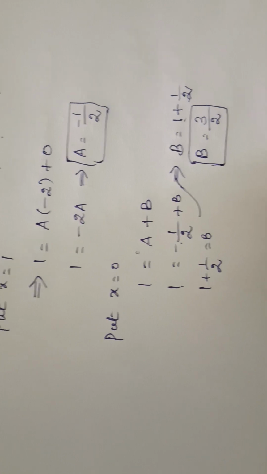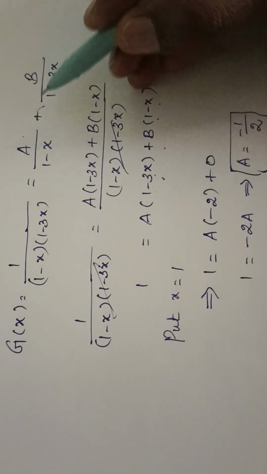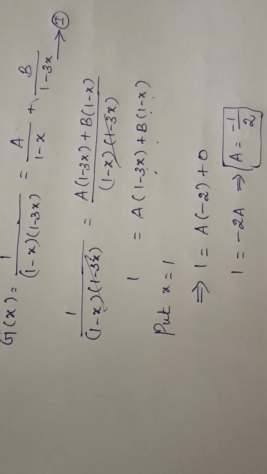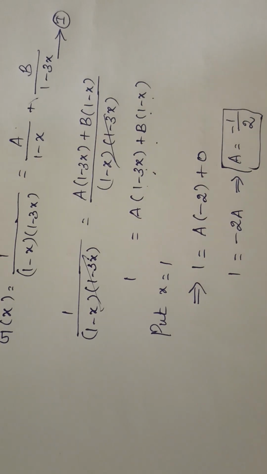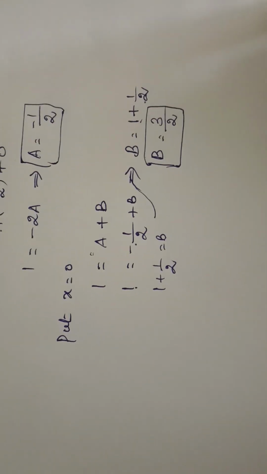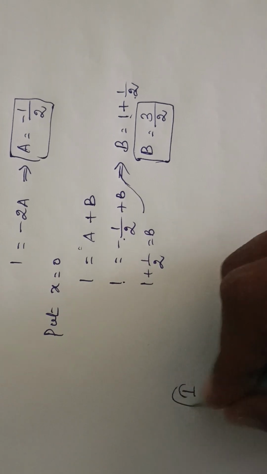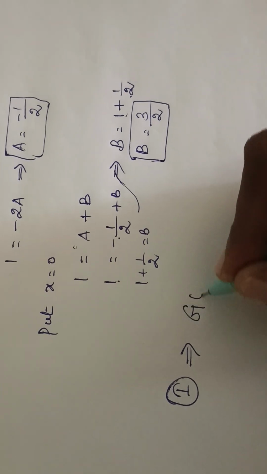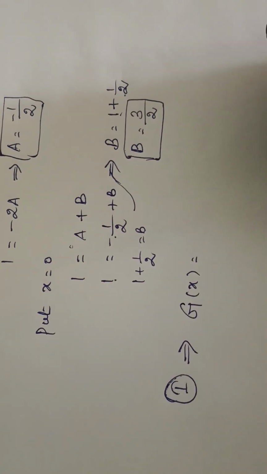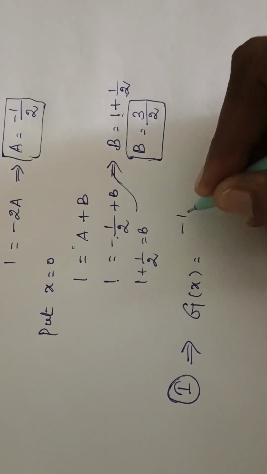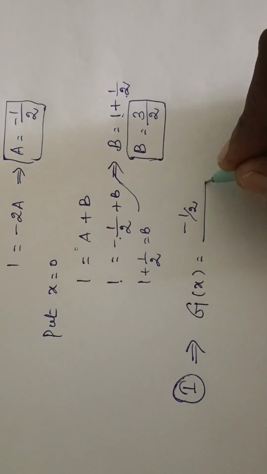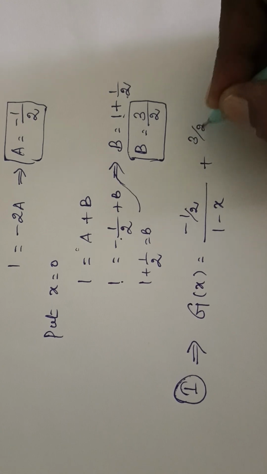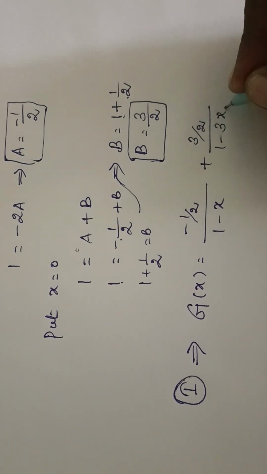So substituting a and b values in the given terms. Here I will take it from the first equation, any number you can give. So substituting 1 in a and b value, that is 1 implies, what is that? A value is, then left hand side g of x. So g of x is equal to, what is the condition? A value is minus 1 by 2 divided by 1 minus x plus b value is 3 by 2 divided by 1 minus 3x.